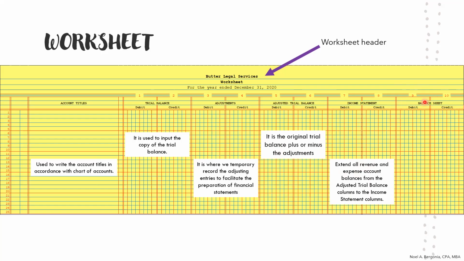Tapos yung balance sheet, pwede nyo rin ilagay financial position or statement of financial position, pero mas maikli na lang, balance sheet na lang po. So for the balance sheet, columns 9 and 10, this is where we're going to extend the assets, liabilities, and owner's equity amounts from the adjusted trial balance. So parang mag-split na sila. Sa adjusted trial balance, nakalista lahat yung assets, liabilities, owner's equity, income, at expense. Pero pagdating ng income statement and balance sheet columns, maghihiwalay na po sila, kasi depende na sa nature natin.